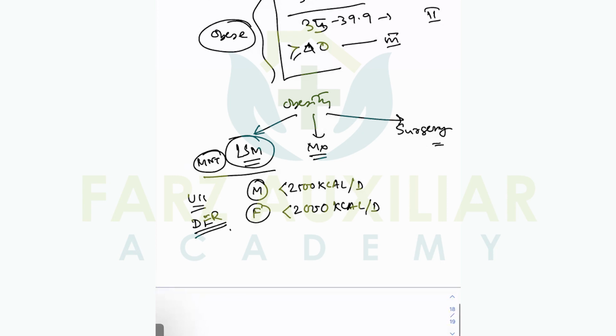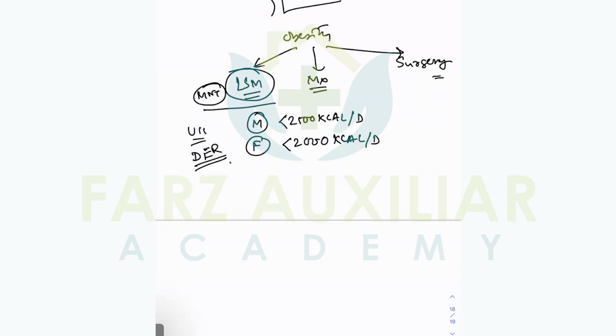So in the UK, what is the normal daily calorie requirement? In case of male, it should be less than 2,500 kilocalorie per day. It is different from India. Ours is 2,000 and theirs is different. And in case of female, it is 2,000 kilocalorie per day. That is the daily requirement of energy. If we remember, this one is important, and all these points are important.